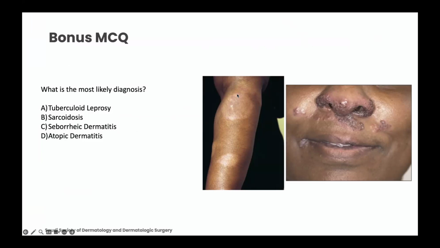Good. We have different answers. Tuberculoid leprosy. If I give you only the picture on the left side, I would argue that this is probably the case. But in this case, the picture on the right side really gives it away. Whenever we see a picture like this on the right side, we always think about sarcoidosis. Sarcoidosis is a condition that can also present with hypopigmented patches. And in this case, whenever we see a patient with dark skin color, with lesions on the face around the nose, like papules or sometimes even nodules, we think about sarcoidosis.